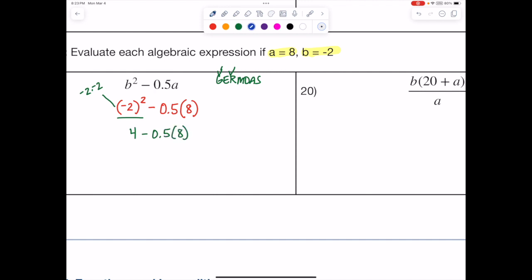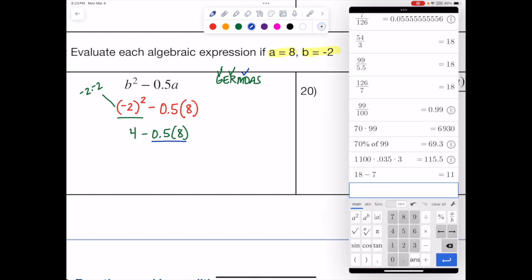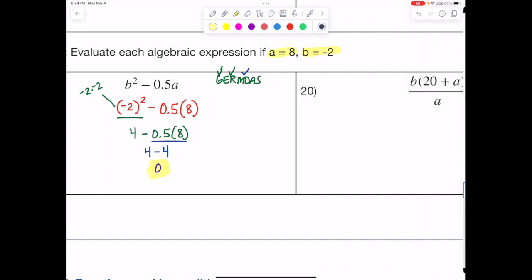Okay, our next step is the multiplication. Okay, and I definitely go to your calculator. It's not 5 times 8 is 40. It's 0.5 times 8, okay, which is just 4. Bring everything down. 4 minus 4 is 0. And so this is our final answer. Okay. All right.